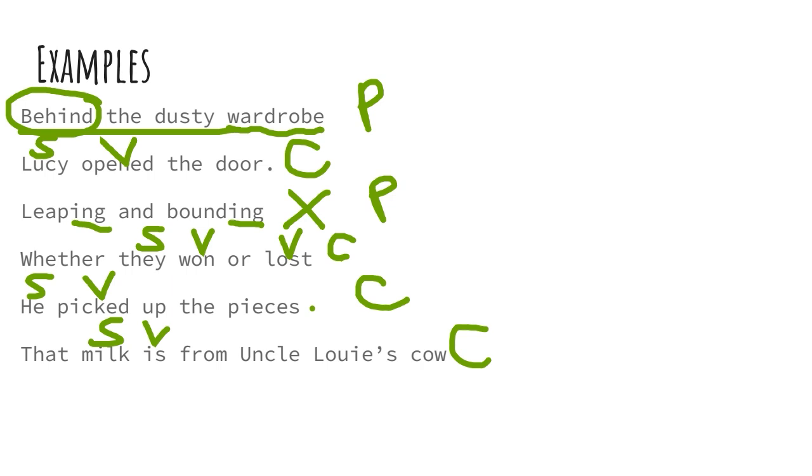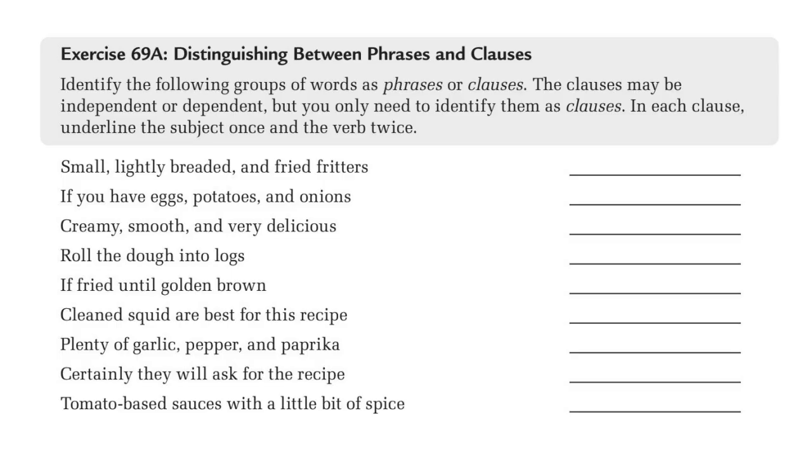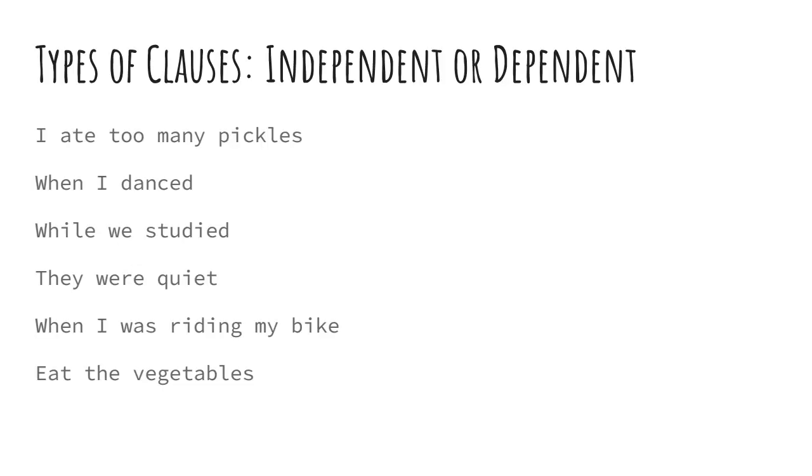So this is the kind of lesson I would give to teach the difference between phrases and clauses. And then I would have my students do an exercise, something like this, which is from our workbook. And I would put names on the board and students would volunteer. And then I would see if they were understanding the concept. Then we would go to the next step of independent versus dependent clauses. And I would give them some practice on that.